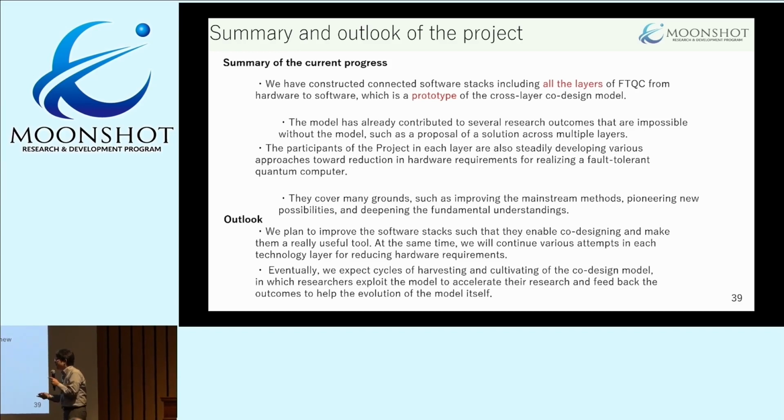And eventually, we expect cycles of harvesting and cultivating of this co-design model, in which researchers exploit the model to accelerate their research and feed outcomes back to the model itself to help the evolution of the model.